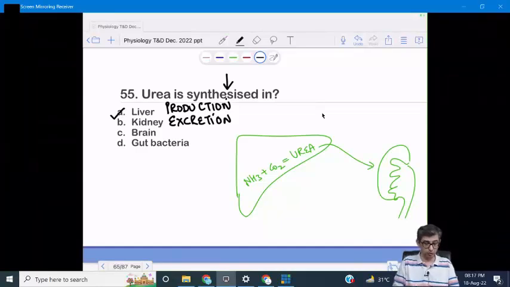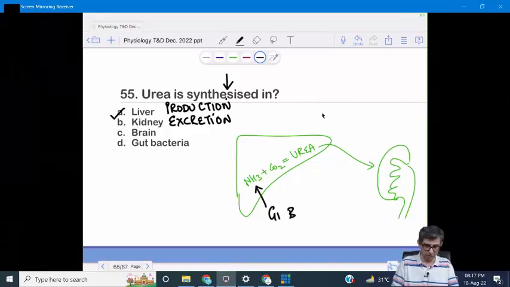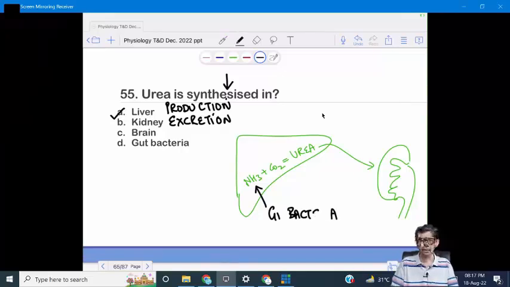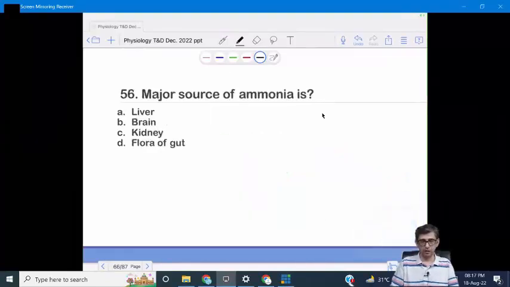No, Karan. Production of ammonia is not the brain. The major site of ammonia production is GI bacteria. Yes, Karan, you're right. It is the gut bacteria, which is the major site. Answer to question number 56 would be given as option number D. It is the flora of the gut. It is the bacteria which are the source of ammonia production.